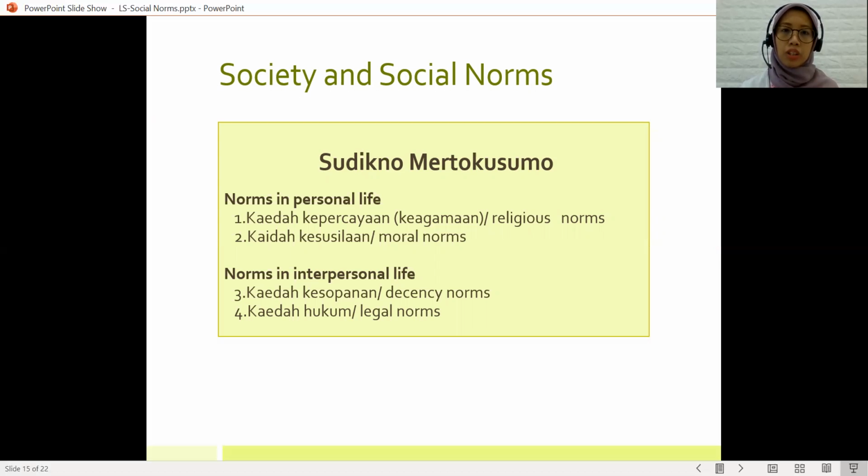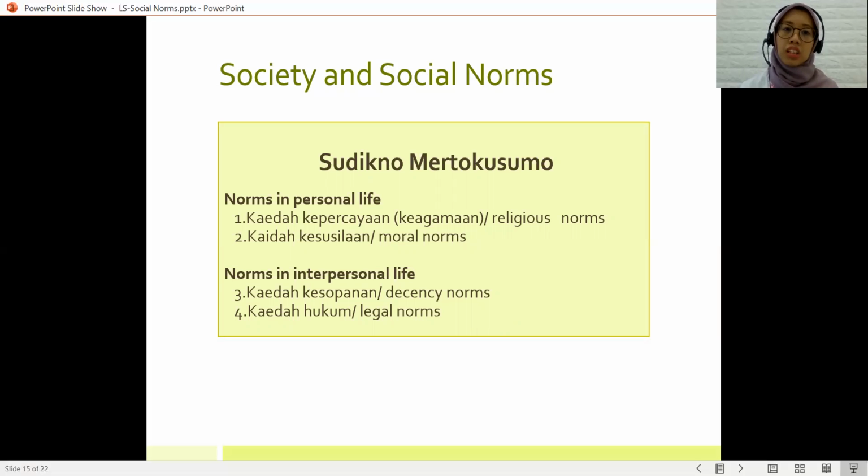into two types according to the scope: norms in personal life and norms in interpersonal life. Norms in personal life consist of religious norm and moral norms. Why is it categorized as personal life? Because mostly the relation is between a person and God, and within themselves. All right, with the inner self of them.